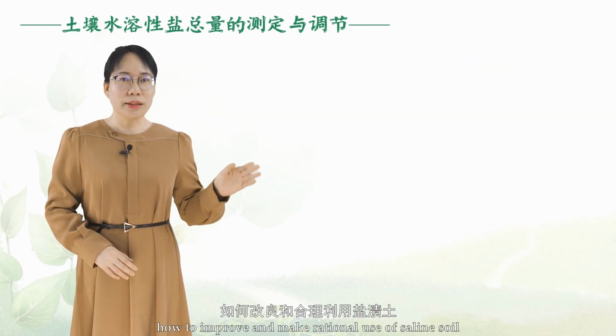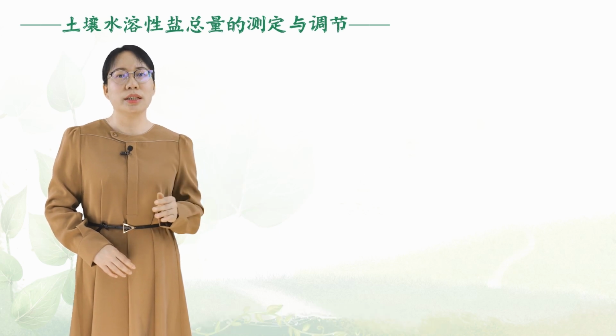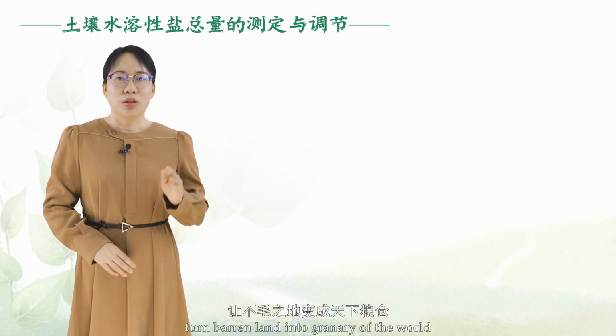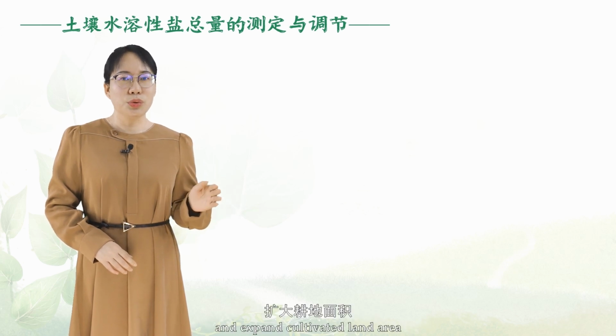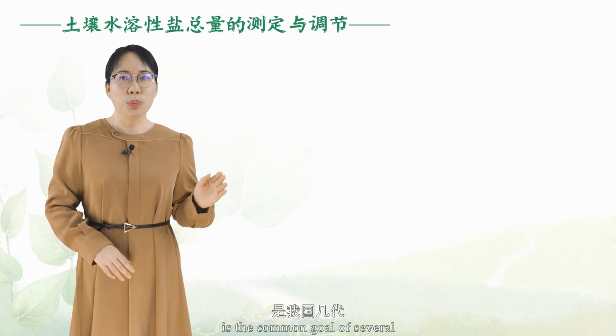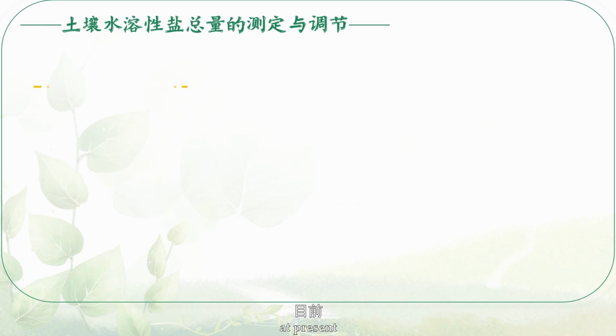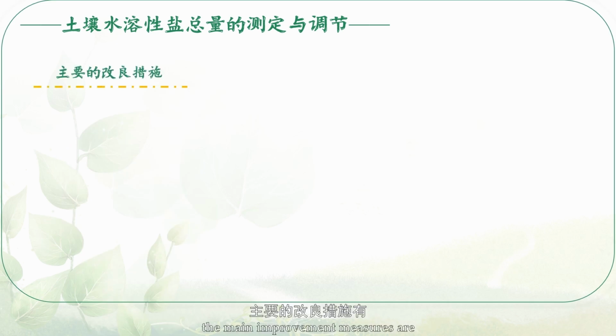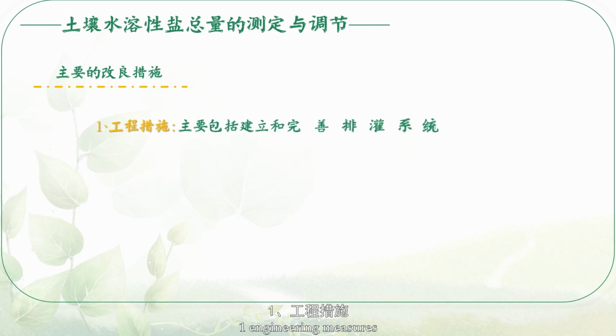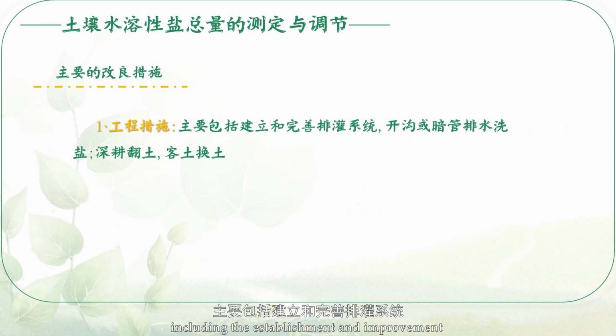How to improve and make rational use of saline soil, turn barren land into granary of the world, and expand cultivated land area is the common goal of several or even dozens of generations of agricultural scientists in China. At present, the main improvement measures are 1. Engineering measures, including the establishment and improvement of irrigation and drainage systems, salt washing, deep plowing, soil changing, and pipe drainage.